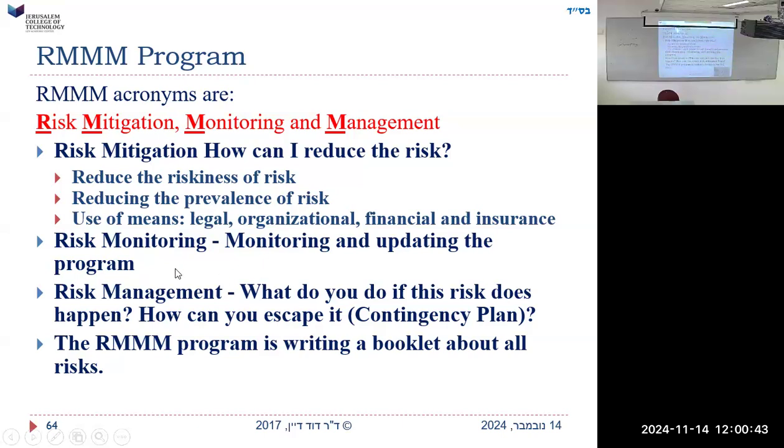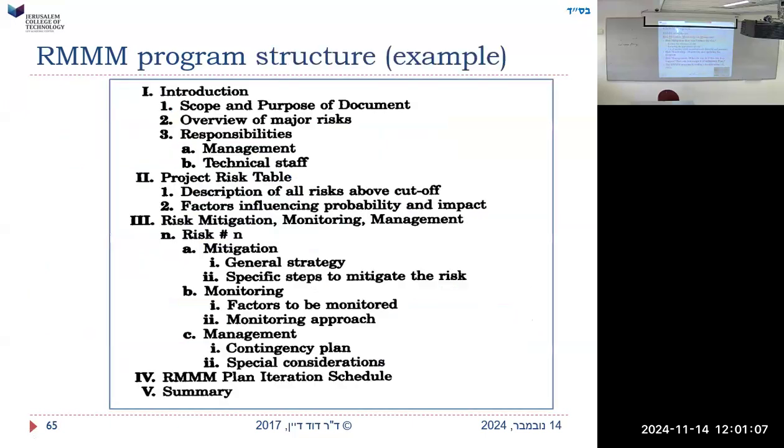Risk managing: what can you do if the risk does happen? How can you escape it? In other words, research: can I find workers in India who will be willing to work on an hourly basis if people are on maternity leave or something? The RMM program is a booklet about all the risks, so you have to write a whole explanation of what I'm going to do for each risk.